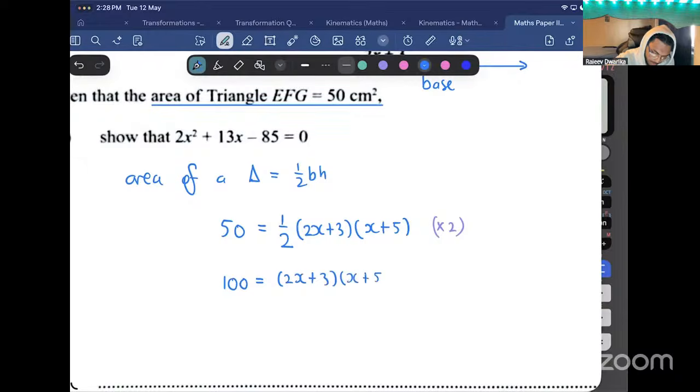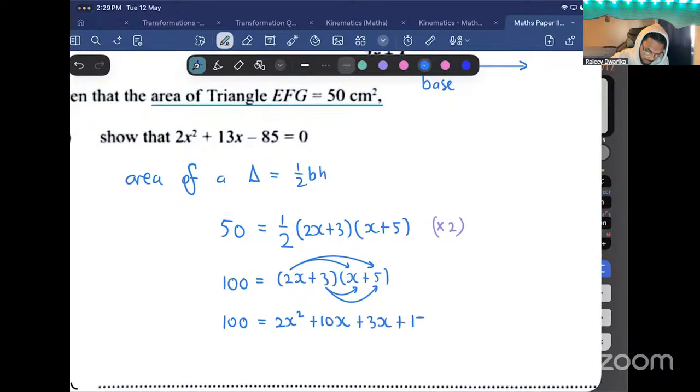So we want to expand the brackets now. We're going to say 2x by x, 2x by 5, 3 by x, 3 by 5. So 100 equals, 2x by x is going to be 2x squared. 2x by 5 is going to be 10x. 3 by x is going to be 3x. 3 by 5 is going to be 15. Yeah?